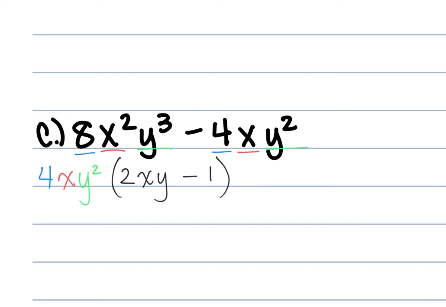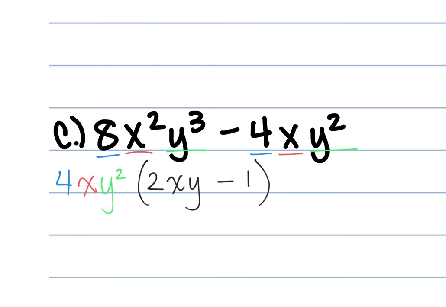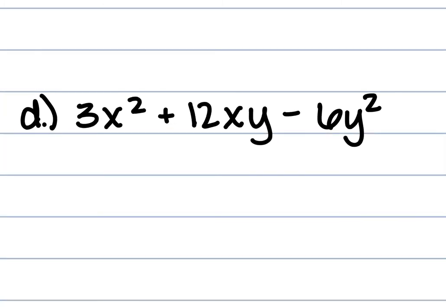So, check out D. What is the greatest common factor between 3, 12, and 6? 3. So we're going to factor out a 3. Now, let's try to factor out the x. We have 3, 12, and 6. That factored out to a 3, right?